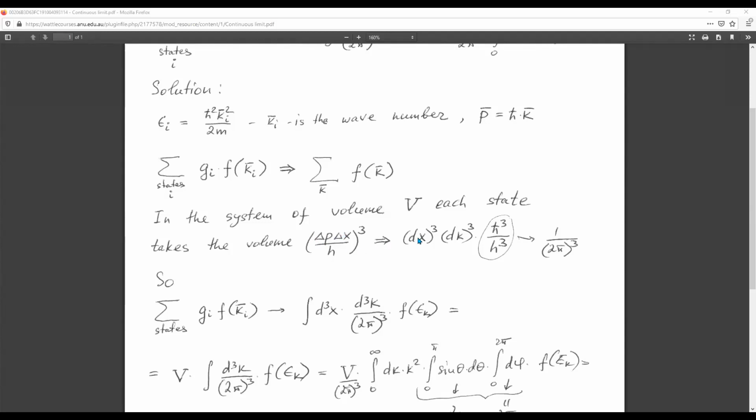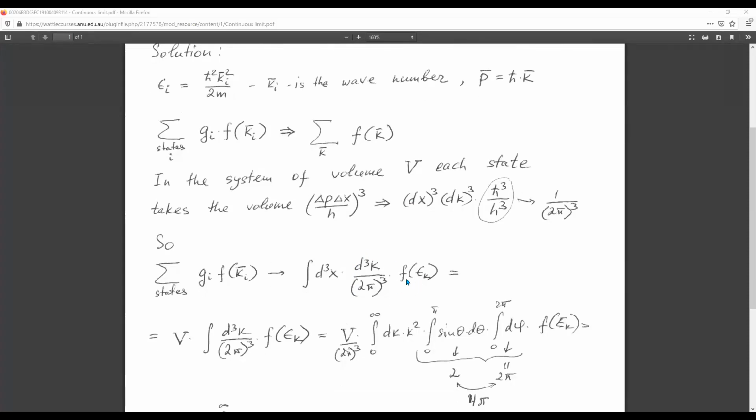delta p delta x by delta x delta k, and there is an extra factor h-bar here. So we get an extra factor h-bar, a cube of it, over the h cube. This gives us an extra factor 1 over 2 pi cubed. Okay, so I just showed that the sum over the energy cells in the thermodynamic limit goes to the integral over the volume and the integral over all wave vectors.